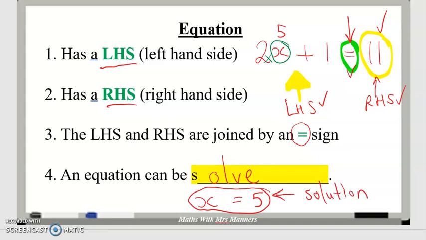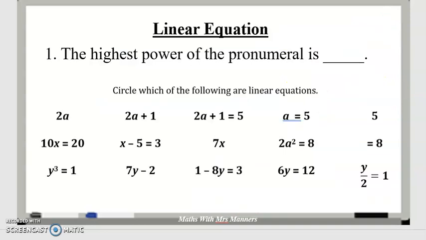All right, so what is a linear equation? Well, we know what an equation is now, but with a linear equation, in my equation, the highest power of the pronumeral, that's the very key part, the highest power, so the letter in the equation, the pronumeral, the highest power has to be 1. So if you see a power in your equation that is higher than 1, it is not a linear equation.